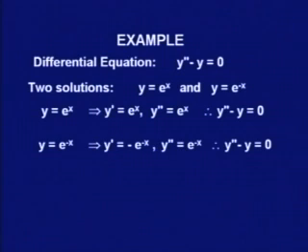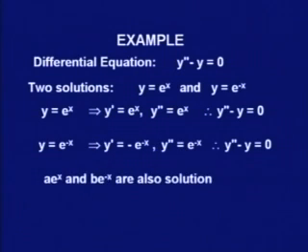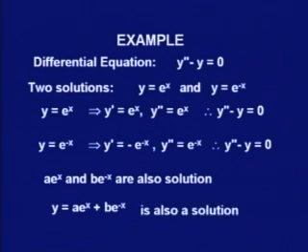Moreover, we can see if I take a times e to the power x and b times e to the power minus x, they are also solutions of the same equation. You can check it here. Moreover, if I take a linear combination of these two solutions, that is a times e to the power x plus b times e to the power minus x, this will also be a solution of this equation.